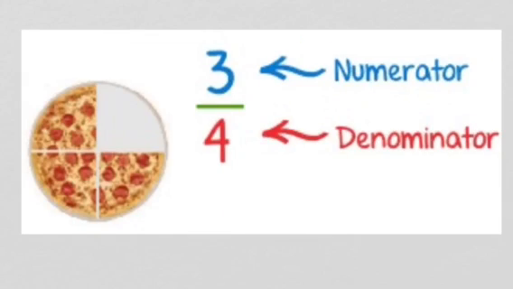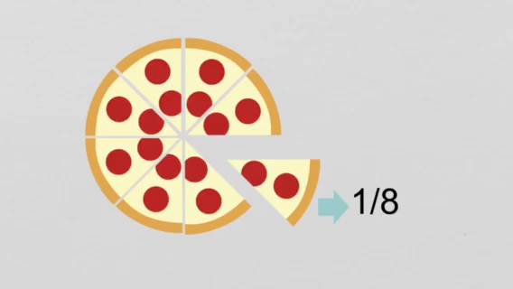The numerator is the top number and the denominator is the bottom number. Here we have 3/4 of a pizza. 3 is the numerator and 4 is the denominator. And our fraction is 3/4. If we have a whole pizza that's cut into 8 slices and we take one piece of that pizza, we will have 1/8 of that pizza.